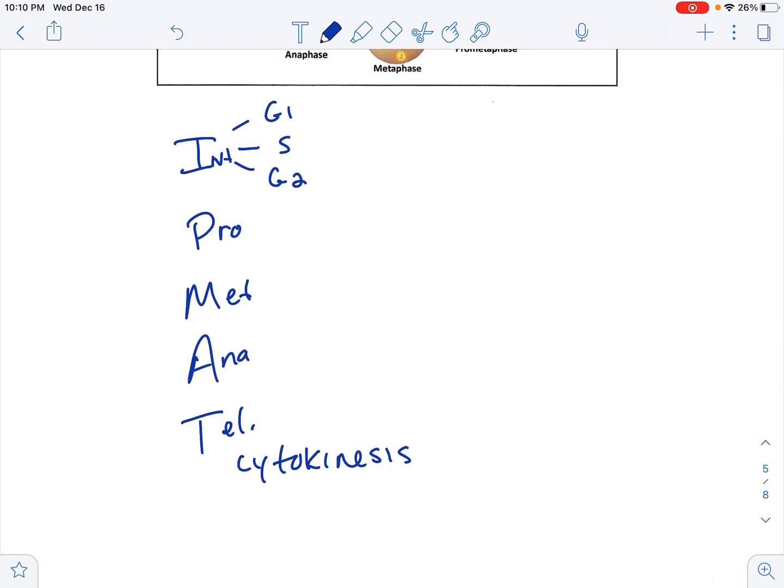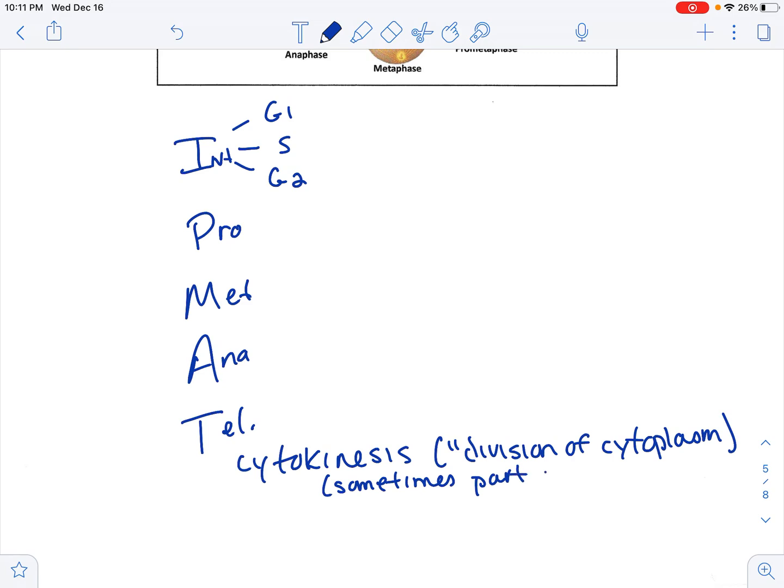Okay, which I kind of drew as sort of under telophase. Sometimes it's considered its own phase, like after telophase you have cytokinesis. And cytokinesis, remember, just means the division of the cytoplasm. That's what the word actually means. And when the cell finally splits in two at the very end, we call that cytokinesis. Sometimes we consider this part of telophase, and sometimes they refer to it as its own phase. They're both kind of correct. They make it confusing.